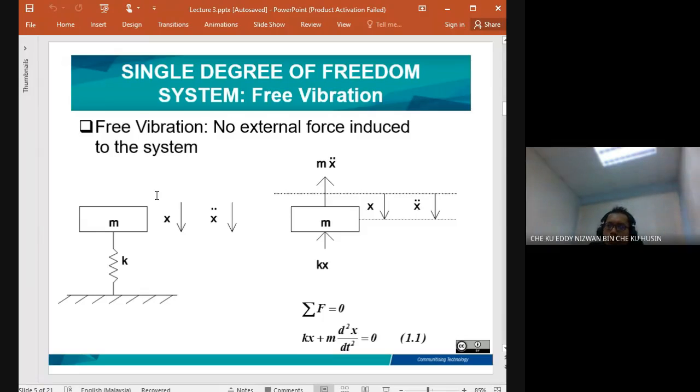If you're going to draw the free body diagrams, make sure that you state all the forces applied. You have to consider the magnitude, for this case the magnitude kx and mx double prime, and also the directions, either upward or downward. So all must be clear.